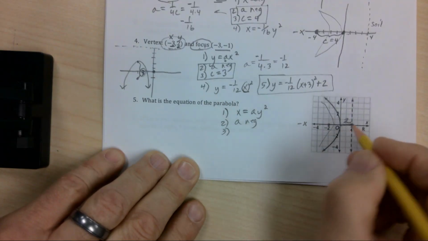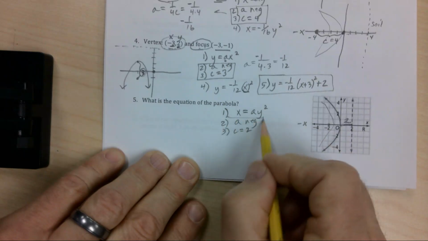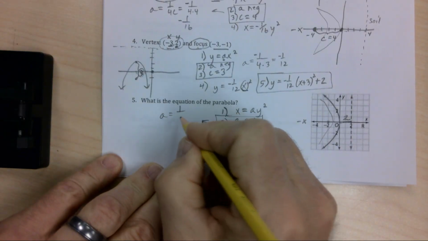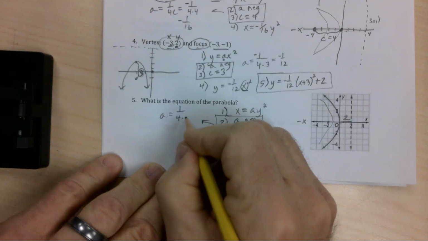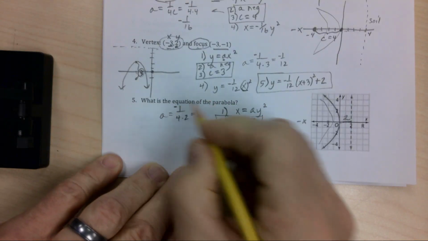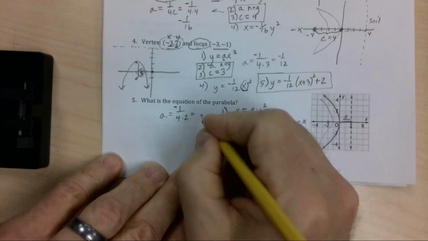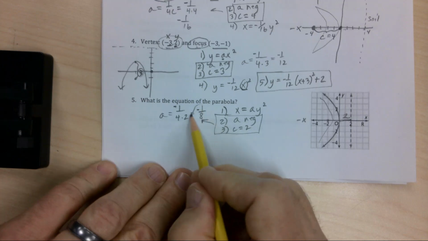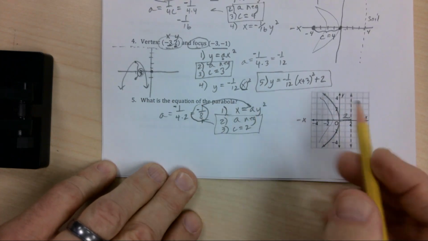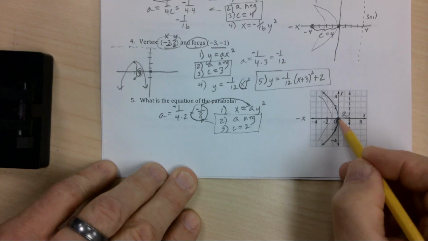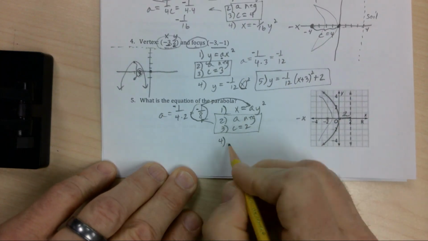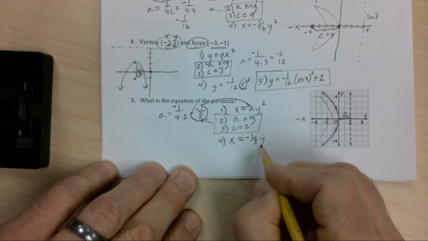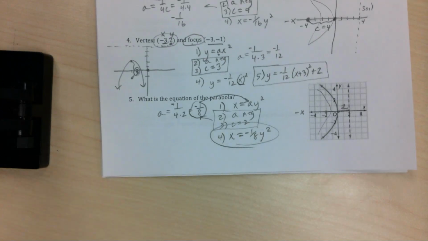We just discovered that C is 2, so hopefully you can see the repetitiveness of all this. A equals 1 over 4 times C, which is 2, but it has to be negative. If you forget that negative, not good. So now I just put that A right where it belongs, and I'll be done because the vertex is 0, 0. There's no shifting. So x equals negative 1/8 y squared. Done.